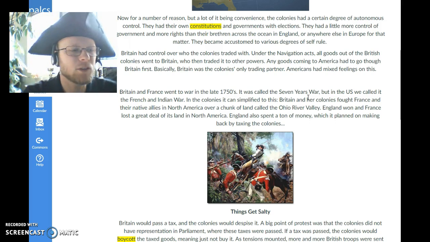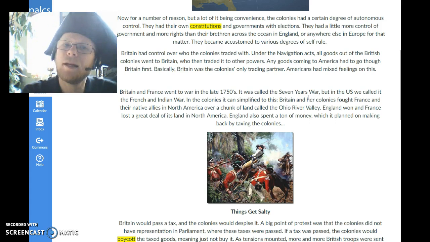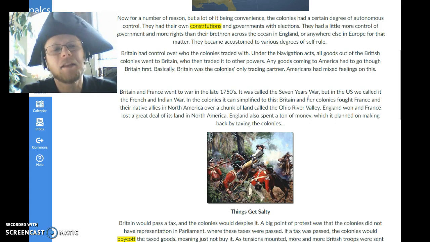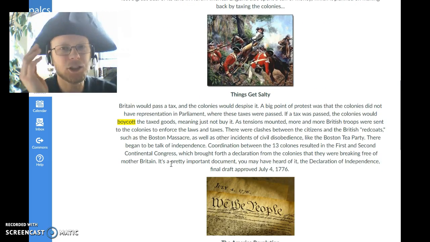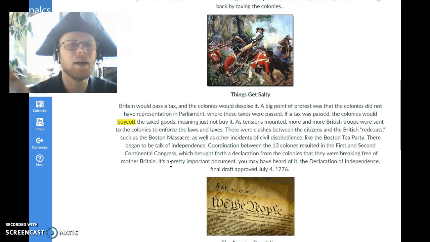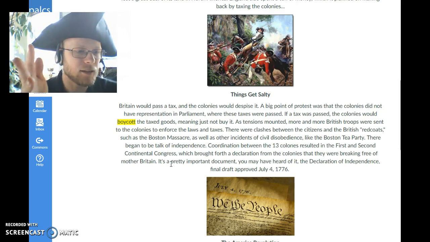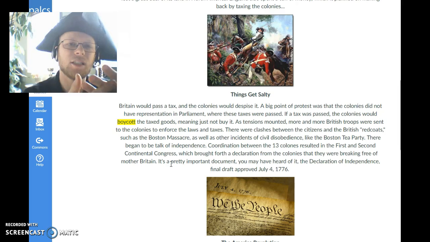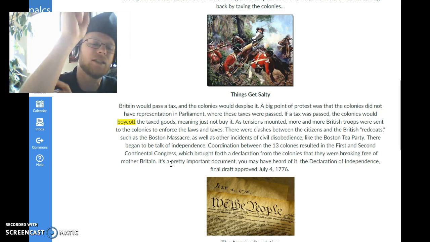England won, and as a result, France lost a great deal of its land in North America, all that New France area. England also spent a ton of money on this war, which it planned on making back by taxing the colonies. This is where things get salty. So Britain would essentially pass a tax to help pay off this debt from the French and Indian War, and the colonies would despise it. One major complaint was that the colonies didn't have any representation in Parliament, so when they made these taxes, the colonies didn't have a say. That's where you end up with no taxation without representation.